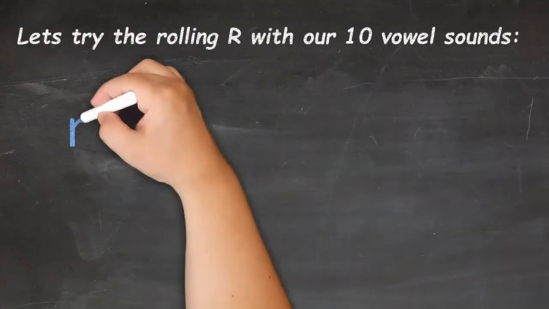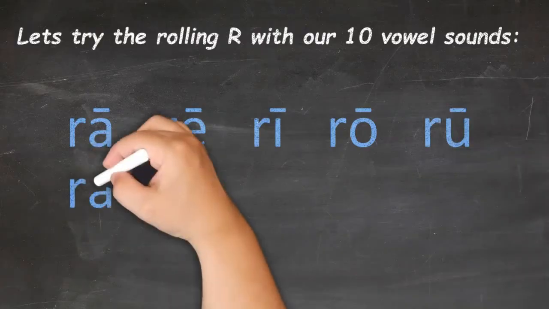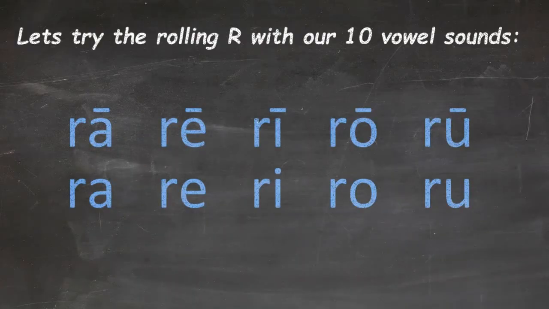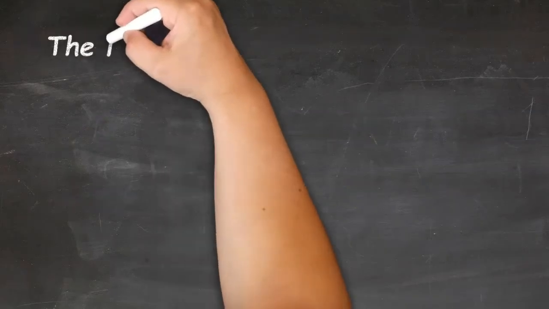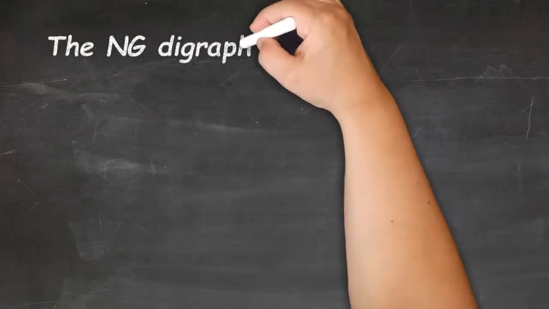Let's try the rolling R sound with our 10 vowel sounds. Ra, re, ri, ro, ru, ra, re, ri, ro, ru. Kapai. So moving on to the NG digraph.